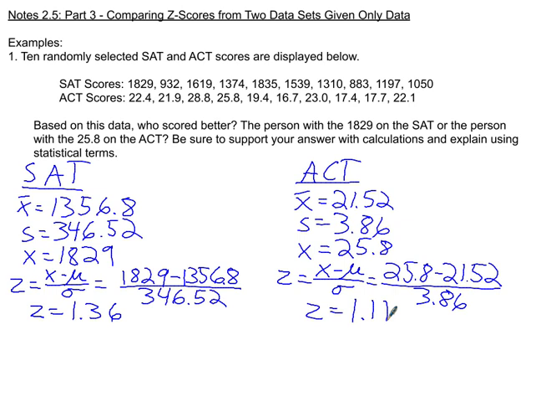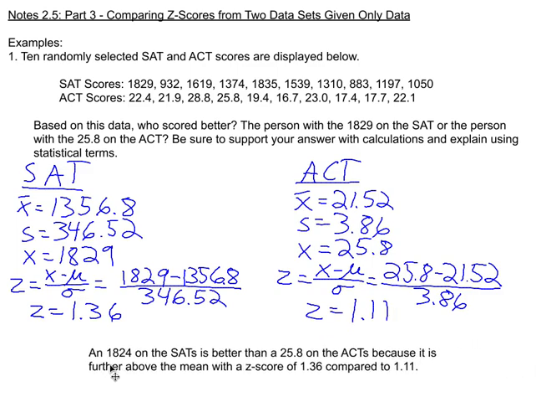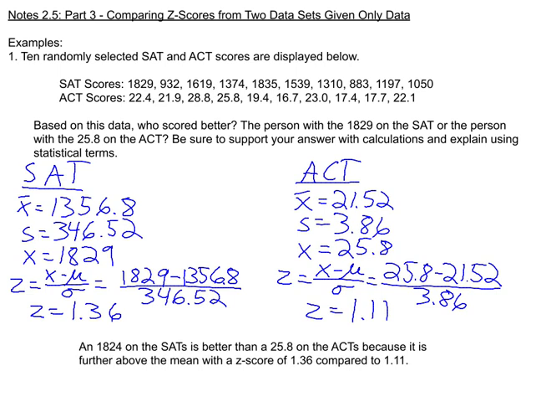Looking at these two z-scores, the score on the SAT is slightly further above the mean than the ACT score was. So we would say that an 1829 on the SATs is better than a 25.8 on the ACTs because it is further above the mean, with a z-score of 1.36 compared to 1.11.